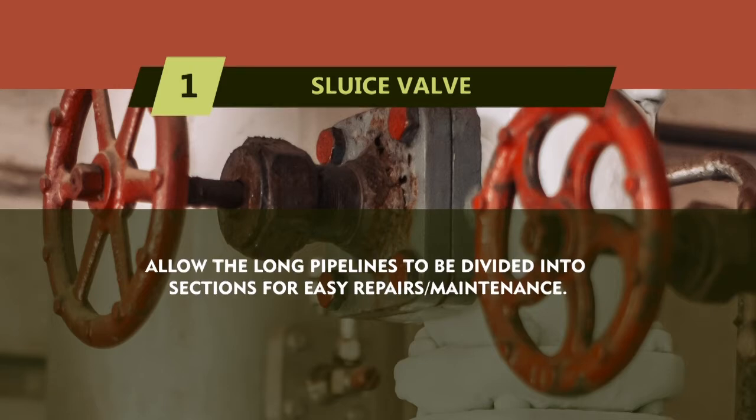Gate valves or sluice valves allow us to divide a very long pipeline into sections, which makes provisions for easy repair and maintenance. For example, if we need to repair a particular section of a pipeline, the gate valve on both sides of this particular section can be closed. This will ensure that there is no inflow of water into this particular section. The section can be drained off by using drain valves, and then in the empty pipeline, the repair and maintenance work can be easily carried out.